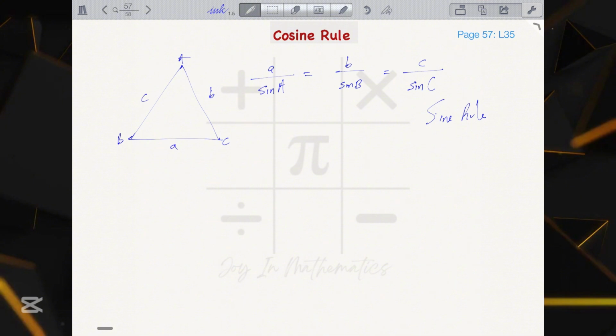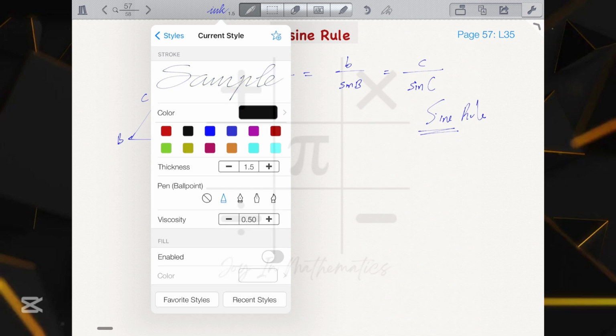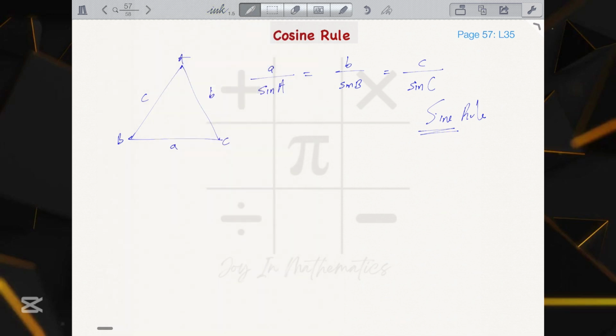Now, just as we have the sine rule, we also have the cosine rule. So let's take a look at the cosine rule now. Let's try and derive it just as we derived the sine rule. Remember, we are considering a triangle ABC with lengths a, b and c. And just like we did in the sine rule, there was a perpendicular from point A. This gave us a height of h.